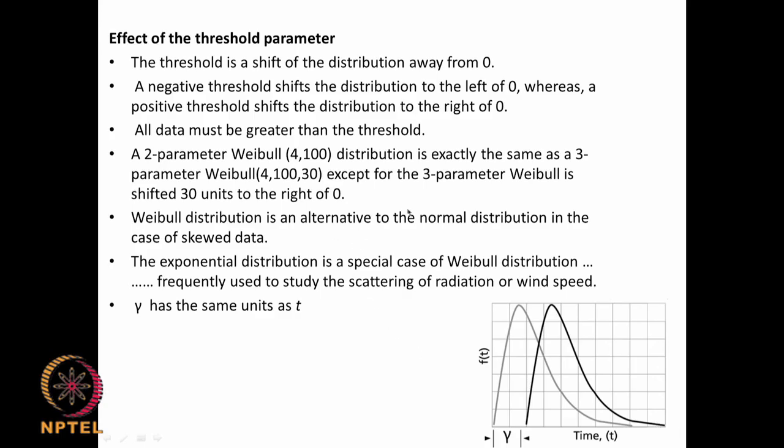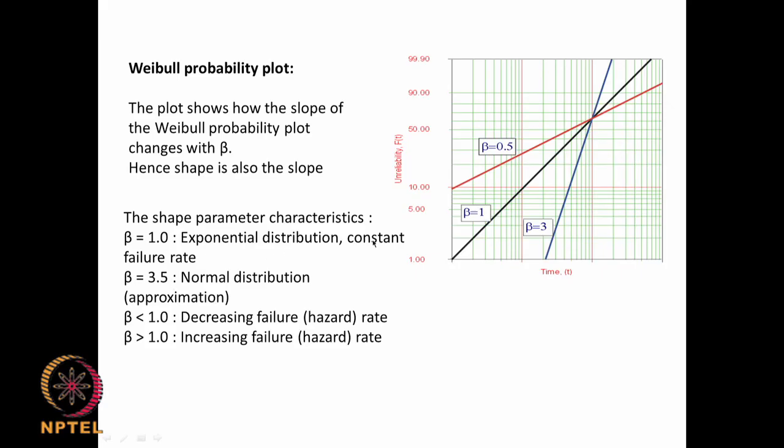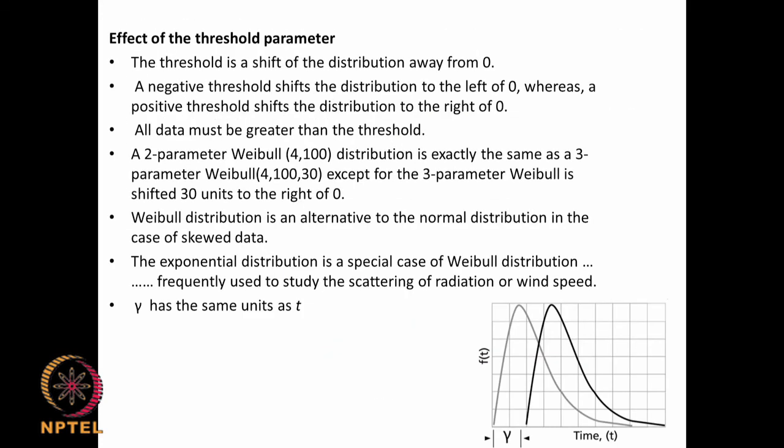The Weibull distribution is an alternative to the normal distribution in the case of skewed data. So, if your data is skewed, we can use the Weibull distribution. The exponential distribution is a special case of Weibull. So, it is frequently used to study the scattering of radiation or wind speed, because I said if beta is equal to 1, it is a constant failure rate. So, irrespective of time, parts constantly fail. Okay. So, wind speed maybe follows the exponential distribution.